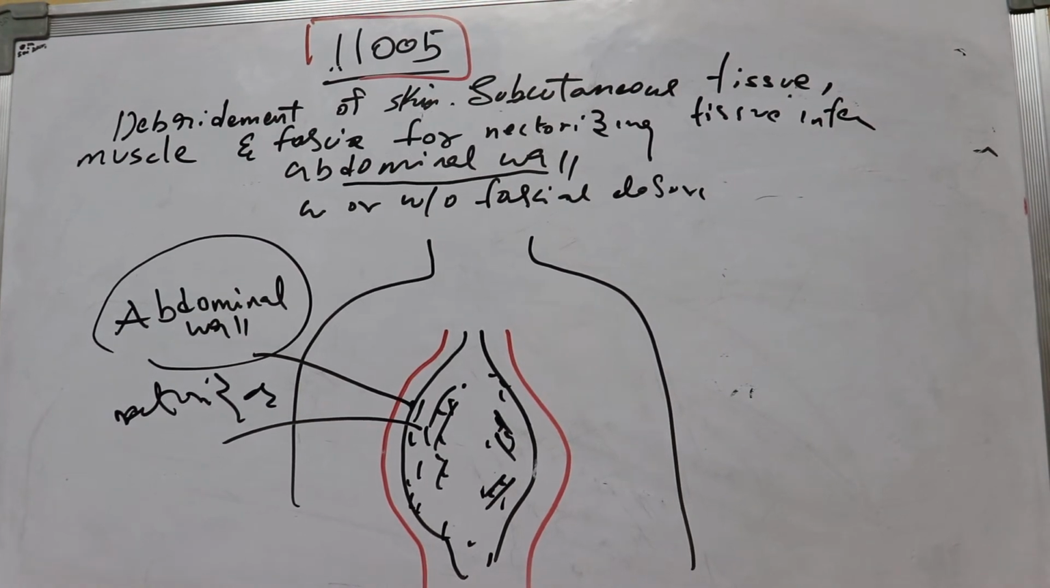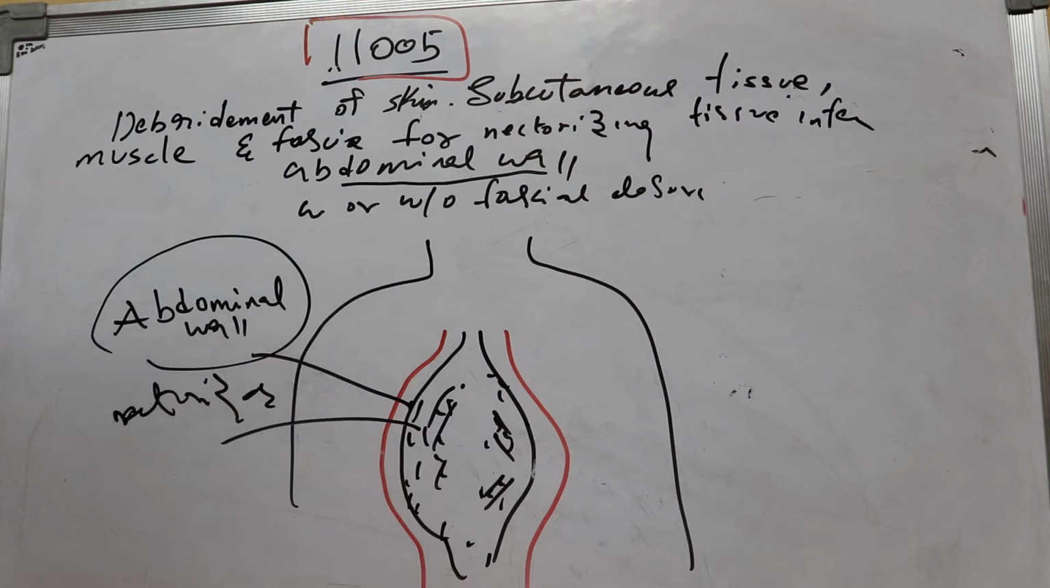Hi everyone, in this video I am going to explain the 11005 CPT code, that is debridement of skin, subcutaneous tissue, muscle and fascia for necrotizing tissue, infection, abdominal wall with or without fascial closure. Previously we have seen the 11004 CPT code, that is the debridement for the external genitalia and perineum. Whenever there is debridement only for those specific locations, we will bill 11004. For infected necrotized tissue of the abdominal wall, we have a specific code, that is 11005. So for debridement of the abdominal wall, we have to code this CPT code.